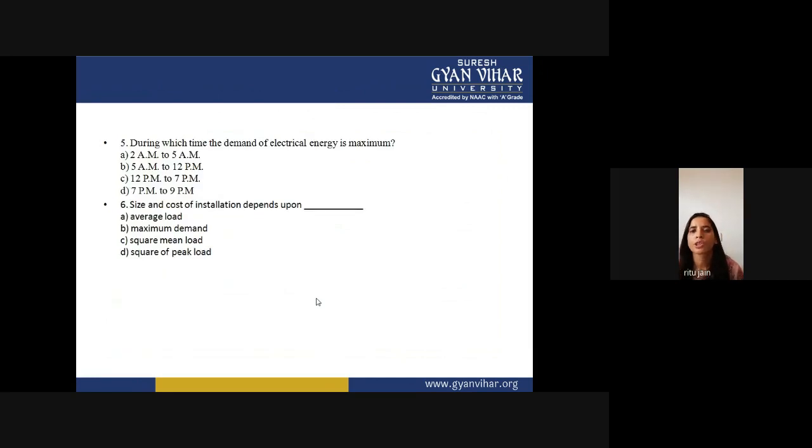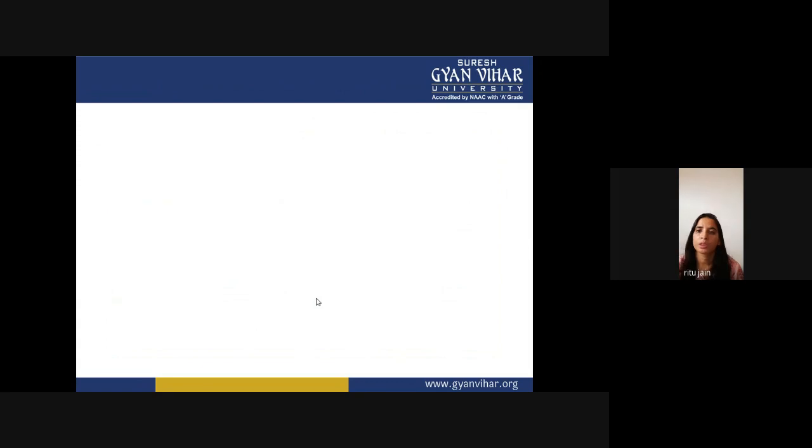Now, during which time is the demand for electrical energy maximum? From the diagram, we have already seen that in the evening hours you require a large amount of energy, which is from 7 p.m. to 9 p.m. The size and cost of installation depend upon the maximum demand. So how much maximum demand you require, the installation will depend upon this.